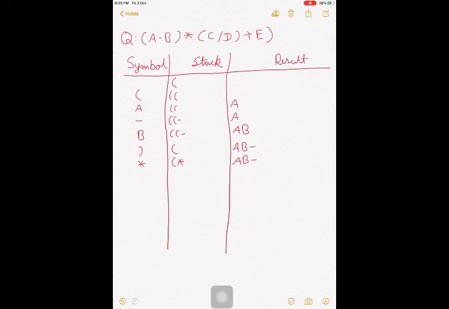Next we have an opening bracket again, so we push it onto the stack. Next we have c. This c will move here. We should write this also. Then we have the division sign. This division sign will be pushed onto the stack and the result will remain ab minus c. Then we have d.